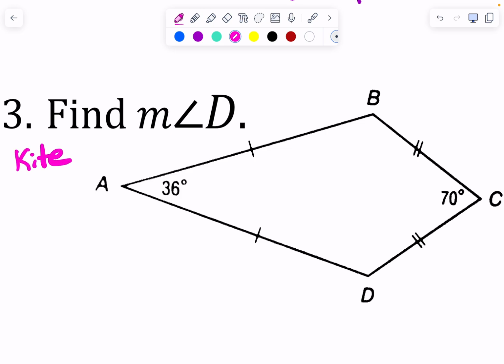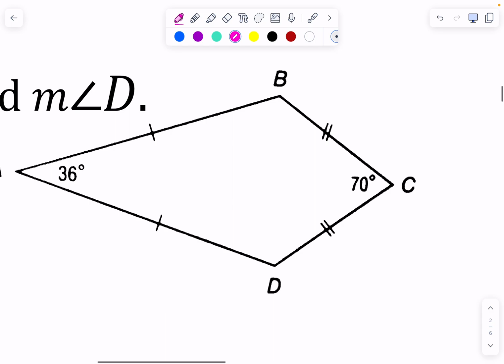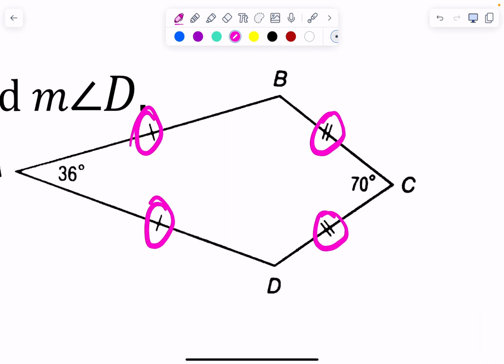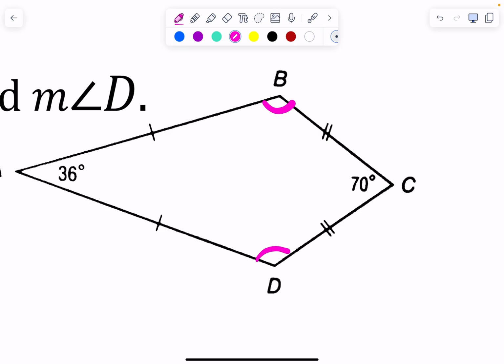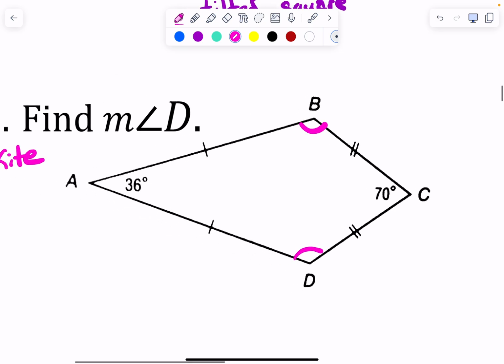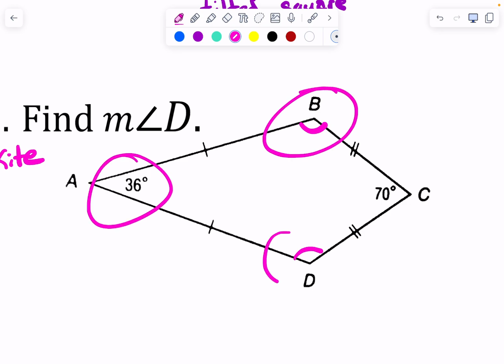Okay, now, things we know about a kite. They already have some of them labeled. Like this side is the same as this one, and this side is the same as this one, right? These two are going to be the same. What two are the same? B and D. Yeah. This angle is the same as that one. What do they all add up to be? What do all four of these add up to be? 360. Okay, so your strategy, yes, go.